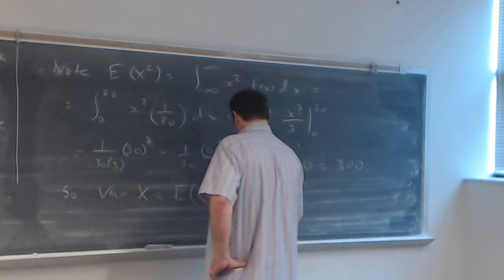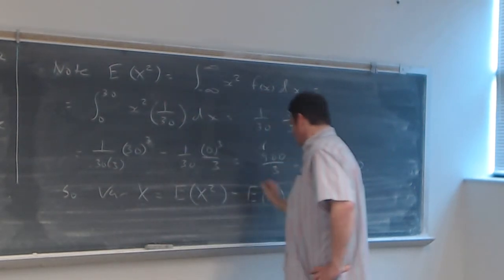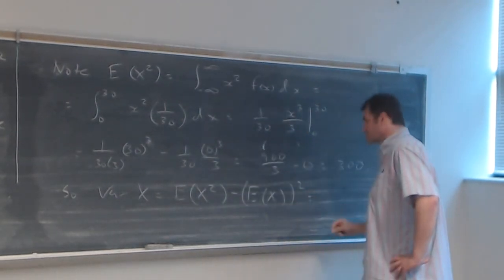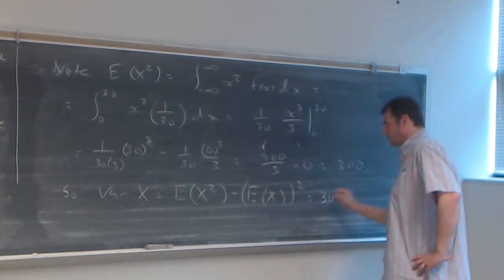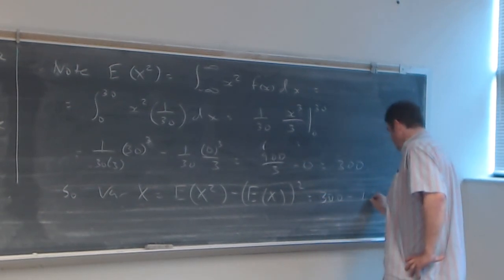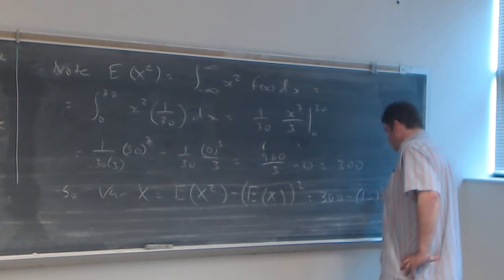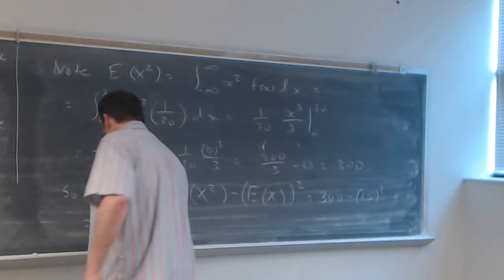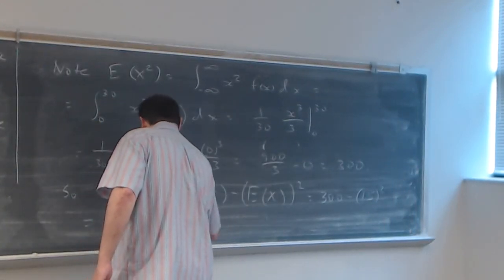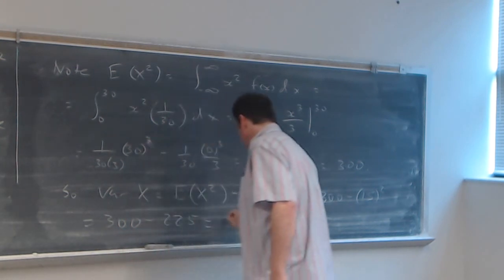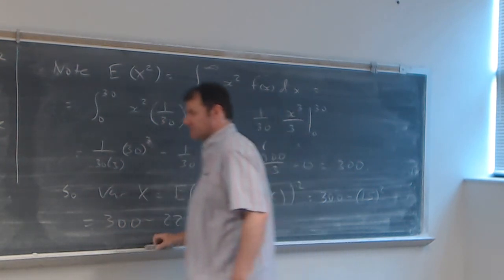So the variance of x is going to be equal to the expected value of x squared minus the expected value of x, squared, which is equal to 300 minus 15 squared. That's 300 minus 225, and that's equal to 75. So that's the variance for this problem.